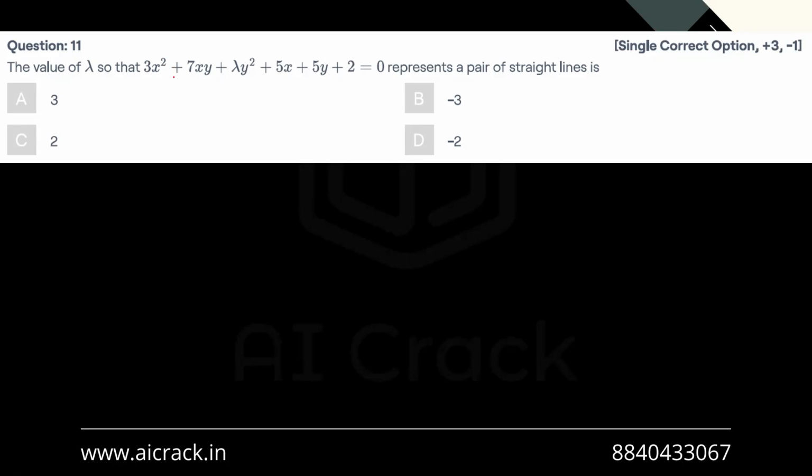So let's start with question 11. The value of lambda so that 3x square plus 7xy plus lambda y square plus 5x plus 5y plus 2 equals to 0 represents a pair of straight lines. So we have studied one condition for pair of straight lines. So that is in the determinant format.